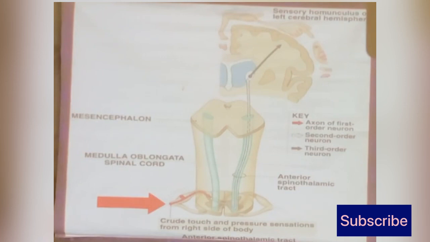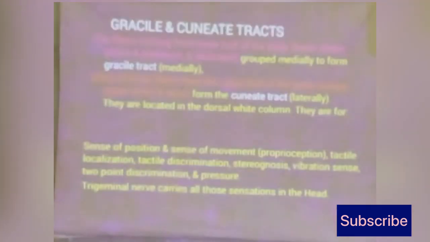The gracile and cuneate tracts I've also already discussed. They carry proprioceptive sensation from our muscles, joints, and joint capsules. If you can remember, I told you that the gracile tract carries proprioceptive information from the lower half of the body. You get it? So it is grouped medially. That is why it is on the medial side of the spinal cord.